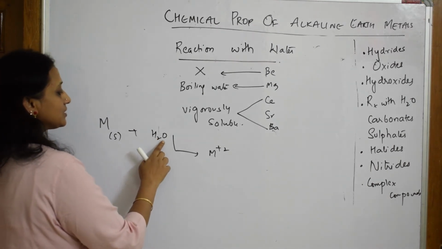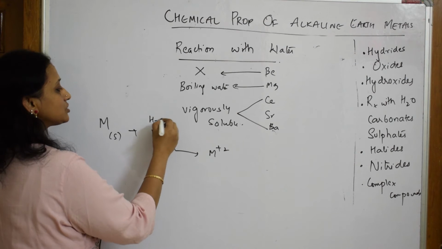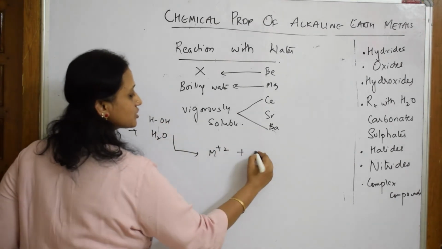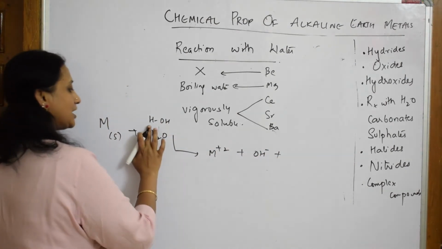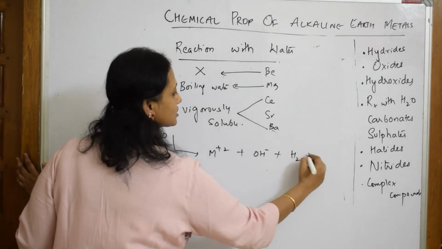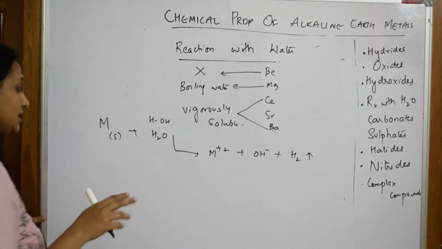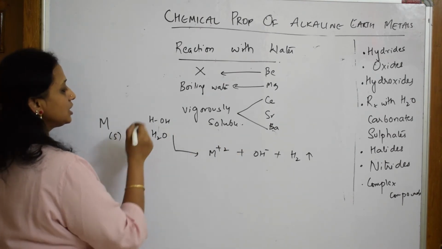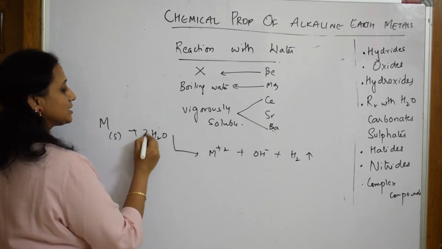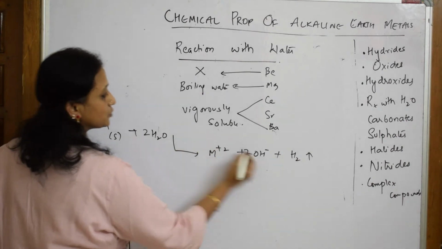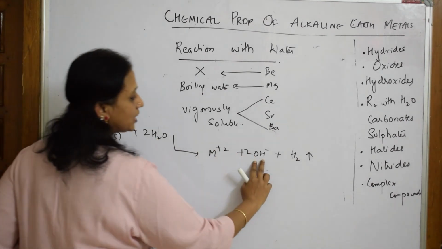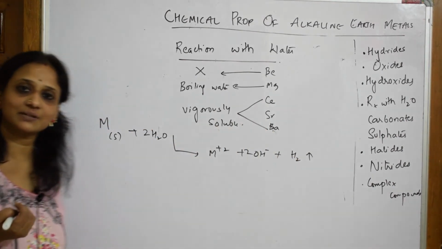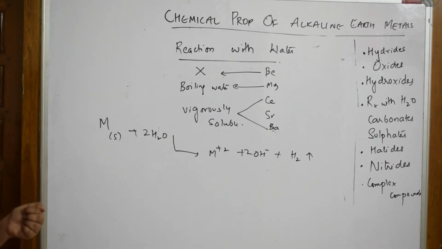Apart from that, in this water molecule you have H in OH. This OH comes out as OH minus. Apart from that, hydrogen is still there, which now let us balance. Now OH is this one, so instead of this, let me take 2. So this also will be 2. Now 2 2s are 4, 2 hydroxyl groups and hydrogen gas. Simple, isn't it?